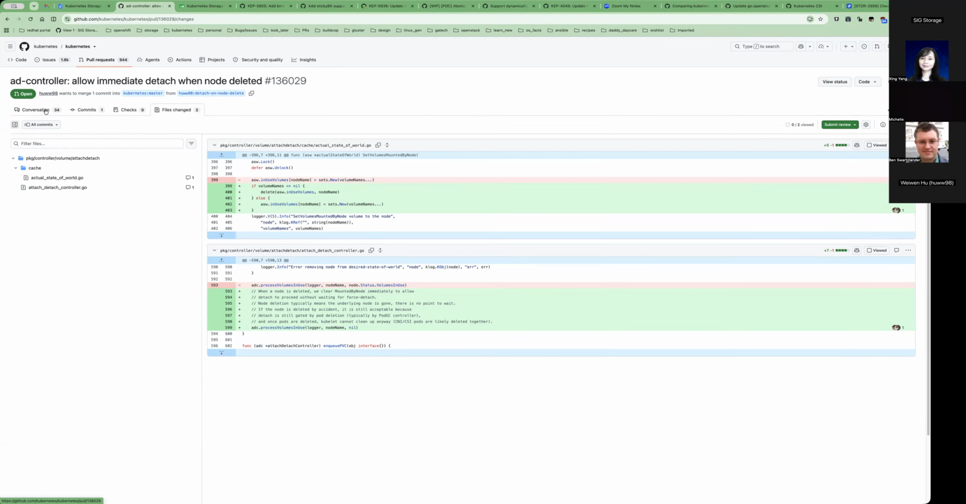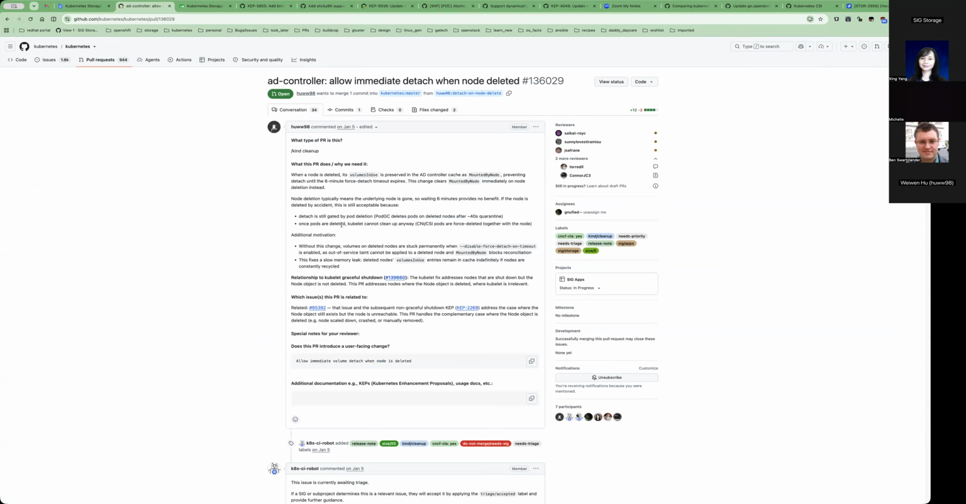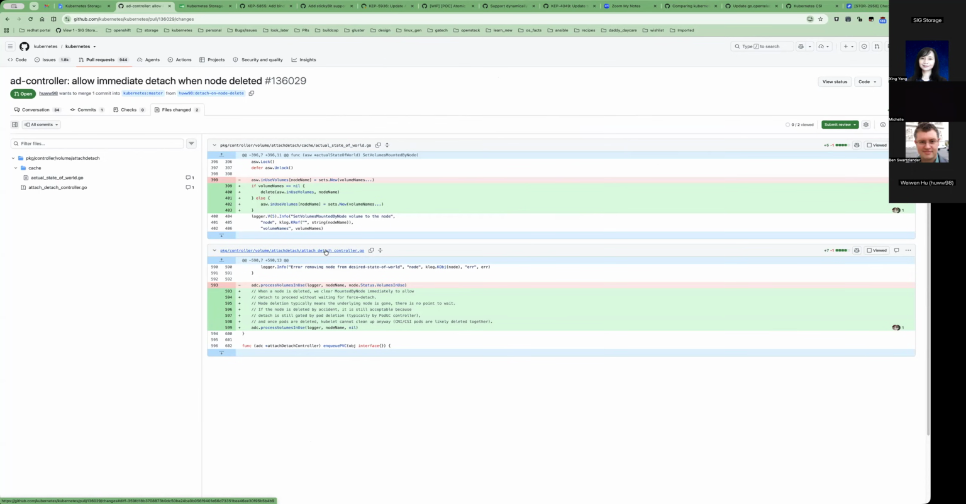No, not the force detach one. I was thinking about introducing a new flag. Like this one is the disable force detach on timeout. That's a different flag that says, I don't want to generally force detach ever volume. That's what this timeout does, right? It disables that force detach timeout. I was thinking, do we need a new flag for this behavior that allows you to detach volumes from deleted nodes?